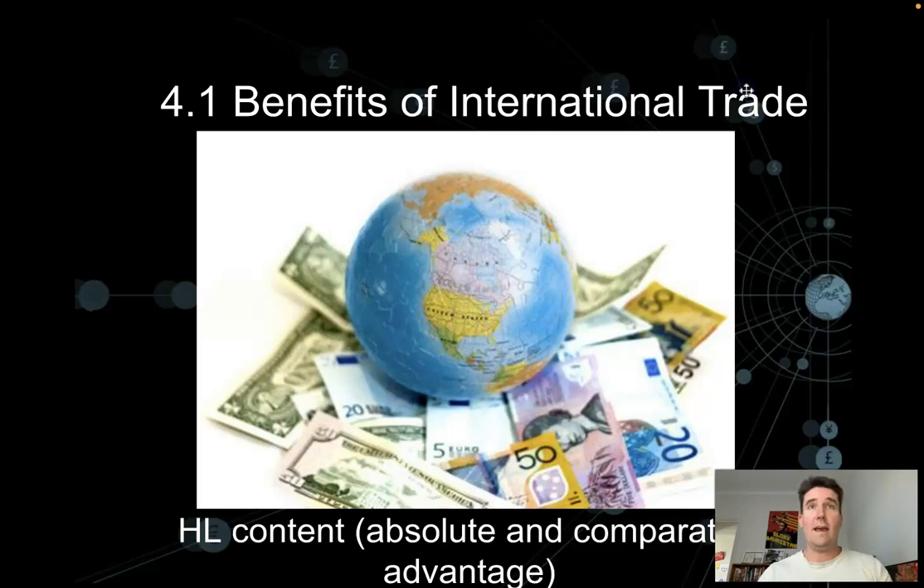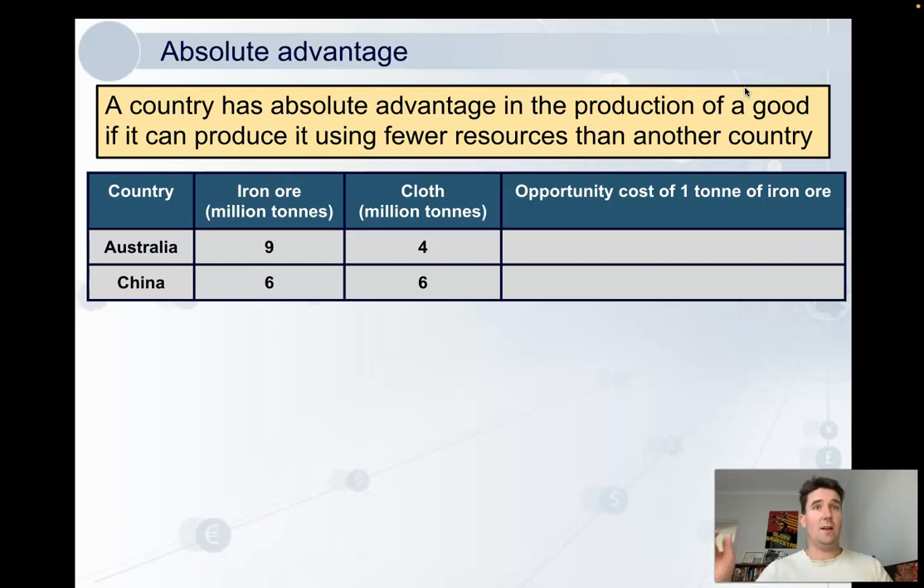Hey guys, today we're looking at the HL content for section 4.1, Benefits of International Trade, which is specifically about absolute and comparative advantage. You've already learnt about some of the benefits of international trade, so hopefully that let you refresh your memory a little bit. Here, we're just looking at it in a more precise way when countries will benefit from trade.